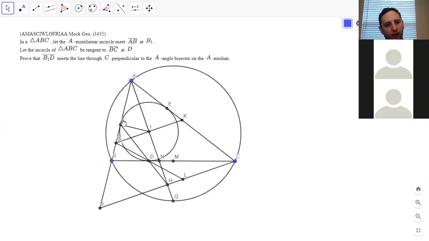So everything is computable. We could finish this problem with a calculation. But BJ is AC minus AB. Yeah, I agree, everything's computable.